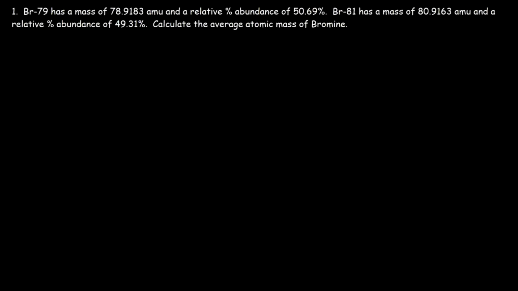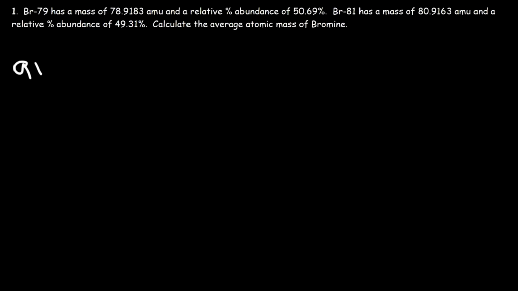Number 1. Isotope bromine-79 has an atomic mass of 78.9183 AMU, or atomic mass unit, and we're given the relative percent abundance for that isotope. We're also given the same information for isotope bromine-81: the atomic mass and the percent abundance. With this information, how can we calculate the average atomic mass of the element bromine?